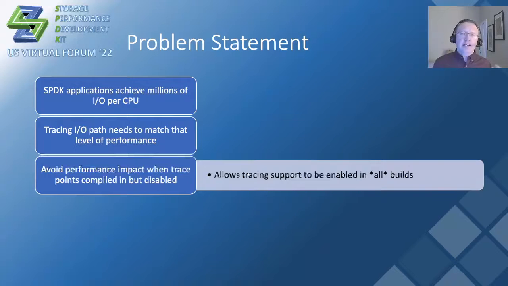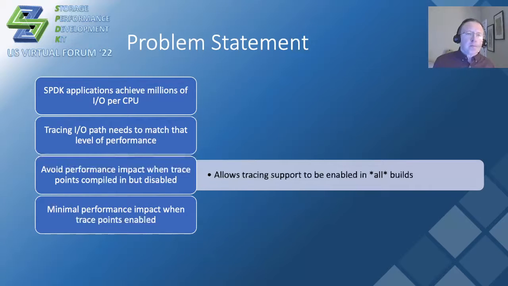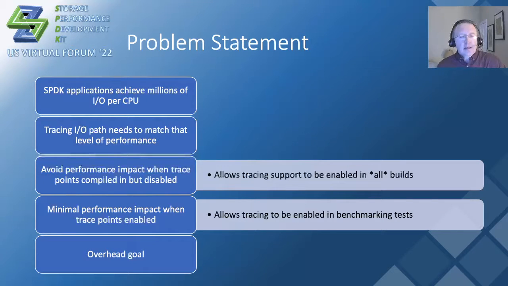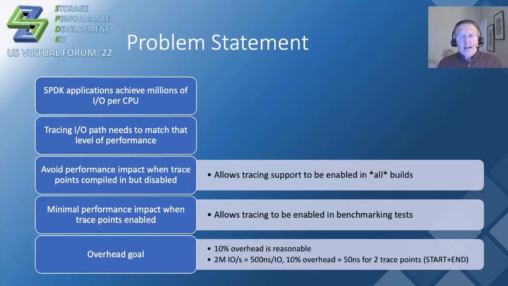You should be able to have it enabled in a release build and have minimal impact when tracing is actually disabled. But when you do enable it, there is going to be a certain amount of overhead. We want to make sure that the performance impact is minimal, because one of the primary cases is capturing traces during benchmarking and high I/O workload test cases. So what is the overhead goal? I think we can say 10% degradation on a performance workload is probably reasonable. You're going to get a little bit of a hit, but it's not going to affect it so much that it makes the tracing data invalid or not usable.